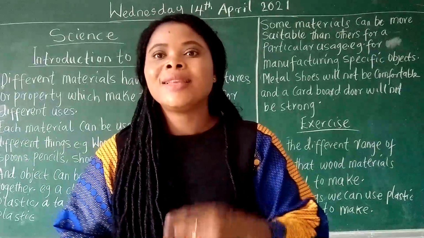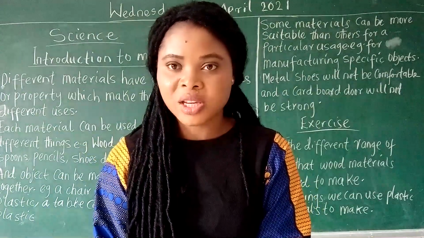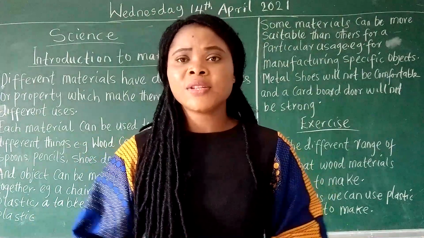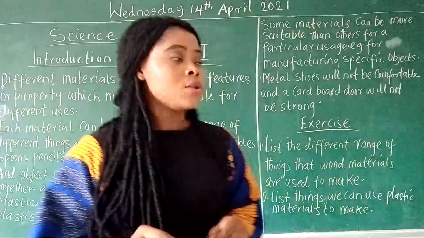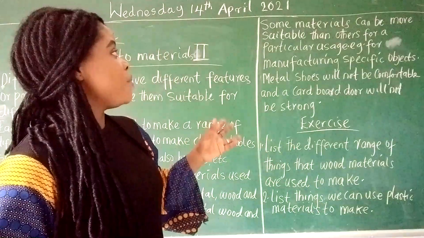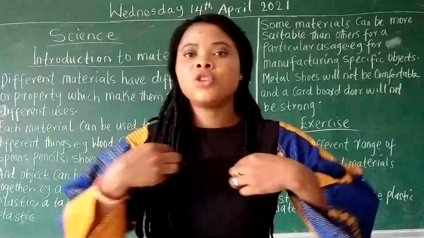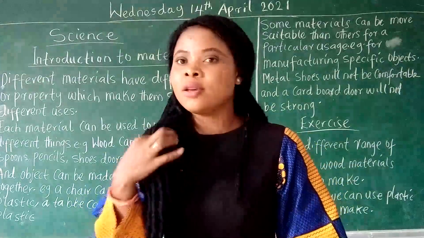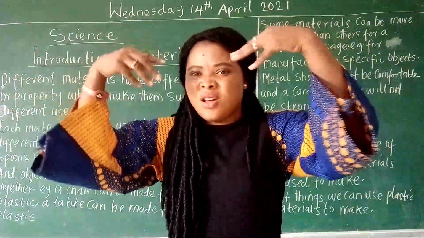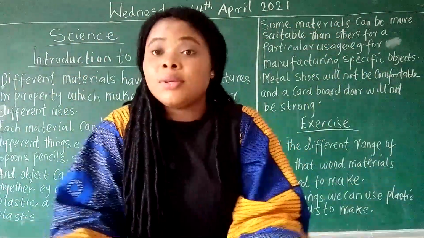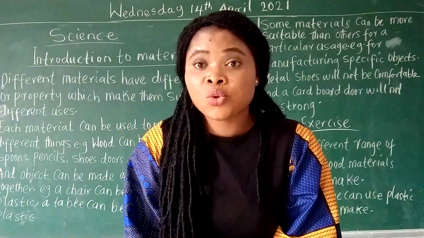Strong. Likewise, you cannot use metal to produce shoes because of what? You will not be comfortable. You won't be what? Comfortable. It's a real fact. So some materials can be more suitable than others for a particular what? Usage. You can use fabric to produce clothes. You cannot use wood to produce clothes. You cannot just see yourself putting on clothes made of wood. Is it possible? No.